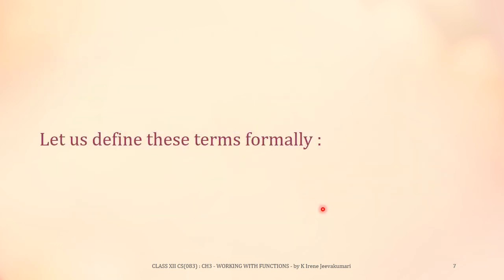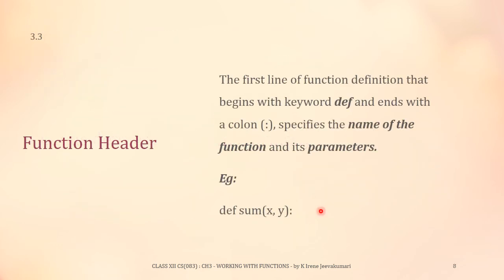So let us define these terms formally. What is a function header? The first line of the function definition that begins with the keyword def and ends with the colon, and specifies the name of the function and its parameters. Here it starts with the keyword def, ends with the colon, and it has a name and it has parameters. So we call this the function header.